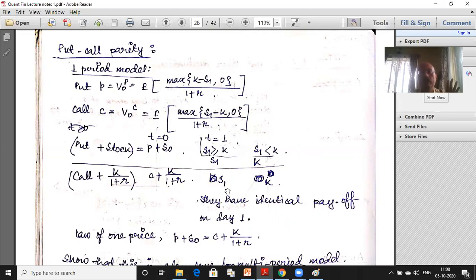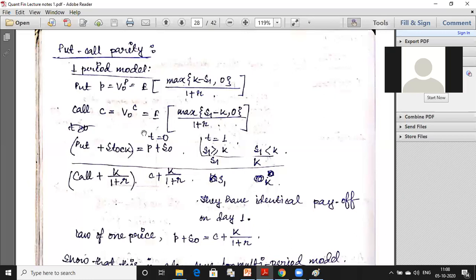Is this clear to all of you? Yes, sir. Can you repeat this part again? So if I have a put contract and the stock price is more than the strike price tomorrow, the put contract is not going to be used, so it will expire worthless. But I already have the stock, so the stock has now become S1 valued. So the value of my portfolio becomes S1.